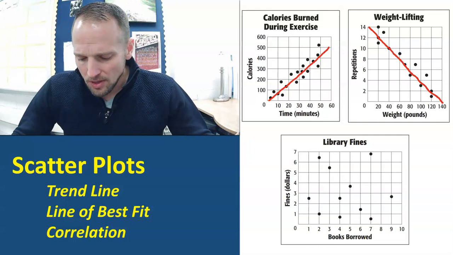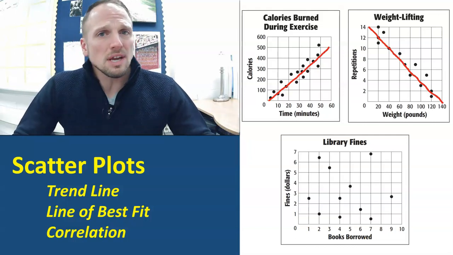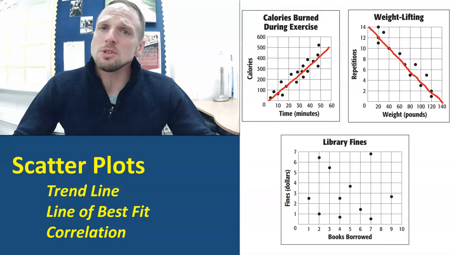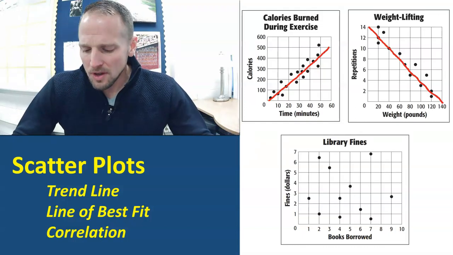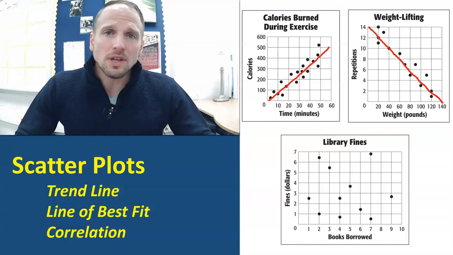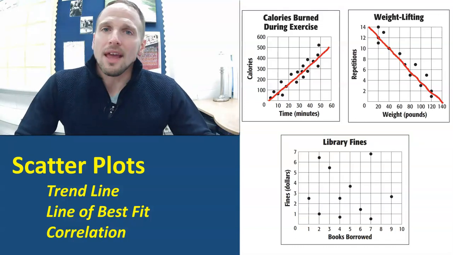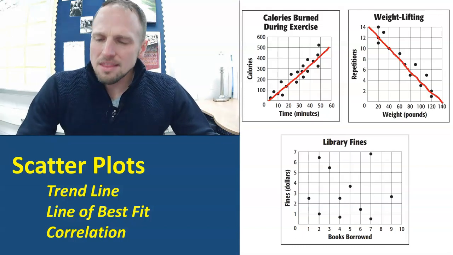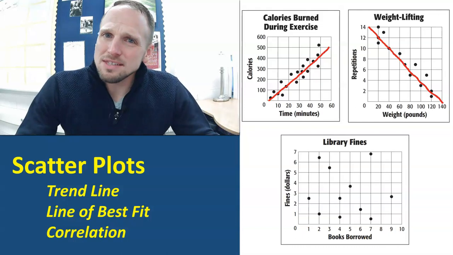So on the bottom is books borrowed. The x-axis is books borrowed, and the y-axis is fines, like how much you have to pay in library fines. So here's what it says. This is saying that there's no connection between the number of books borrowed and how much of a fine you have to pay. And that would kind of make sense, right?